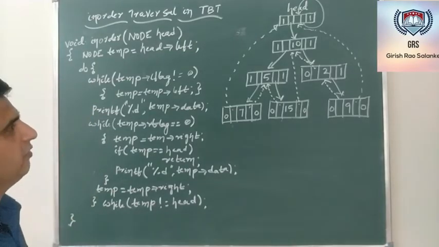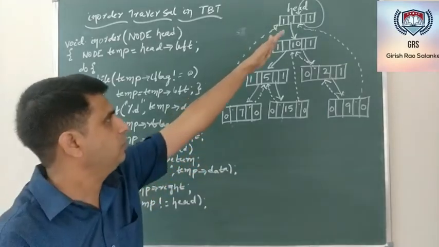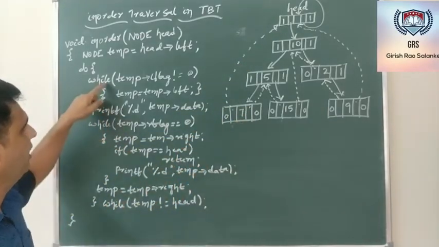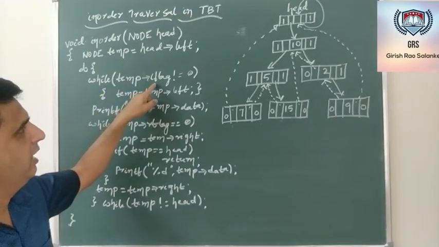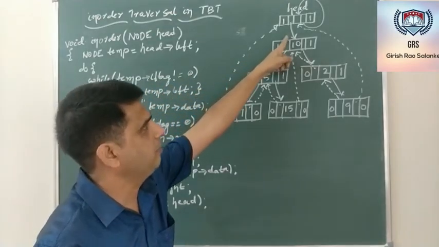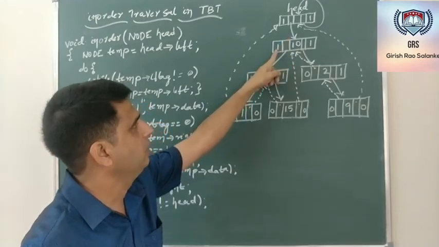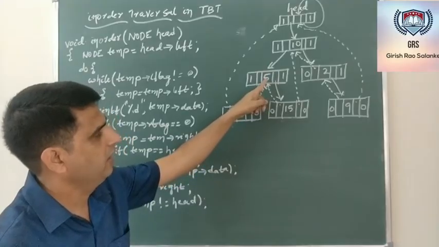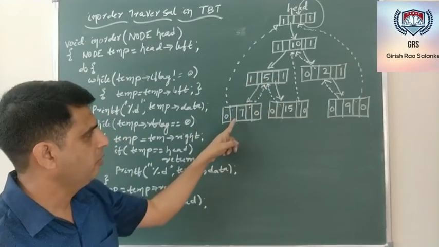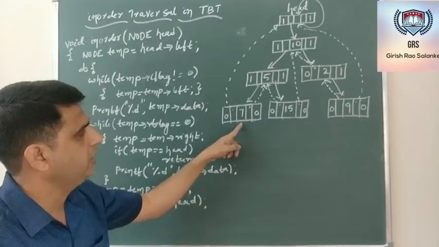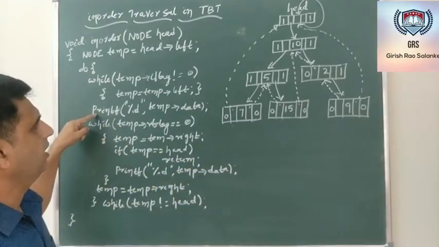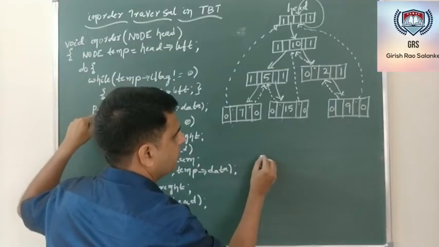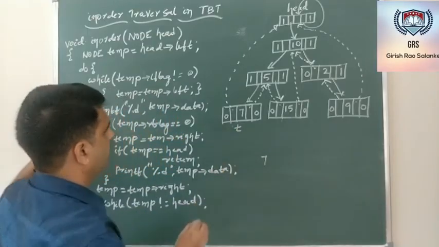In case of in-order traversal, I should come to the leftmost part of the tree. The leftmost part of the tree is 7. So I have done while temp of L flag is not equal to 0. Initially temp is here. Temp of L flag is 1, not equal to 0, so move temp to left. Now temp of L flag is not 0, so I have moved temp here. Now temp is pointing to node 7. So first I am doing printf of temp of data. 7 gets printed.